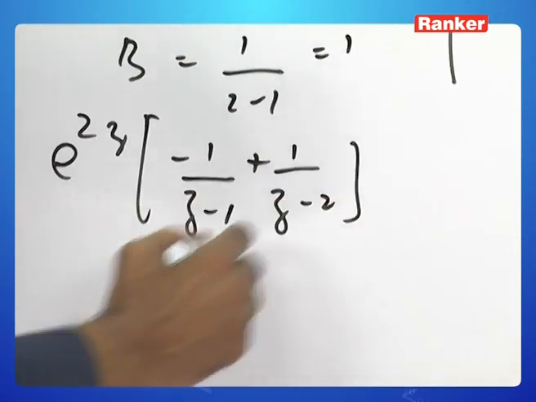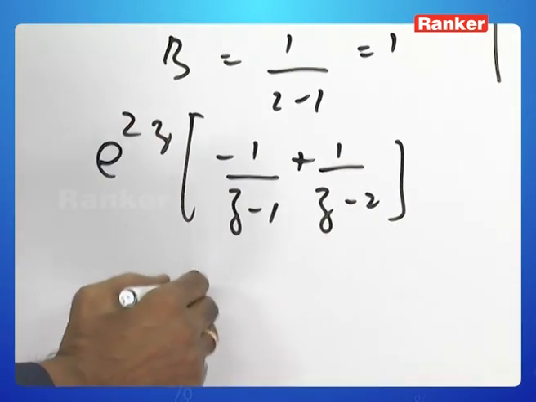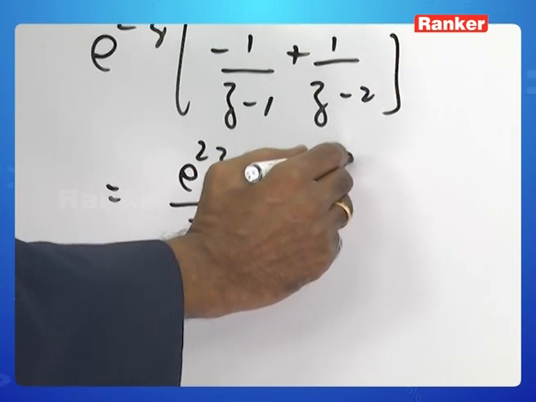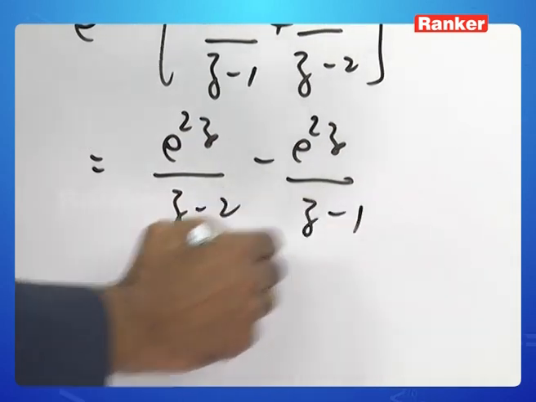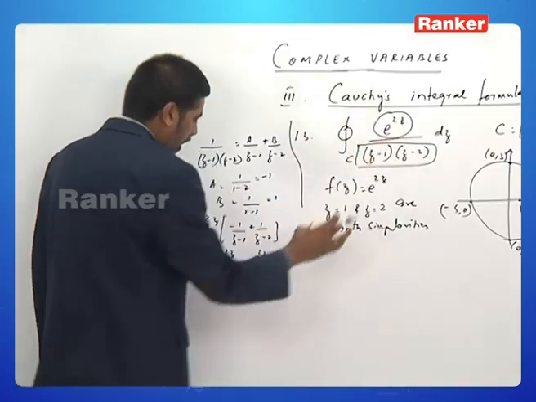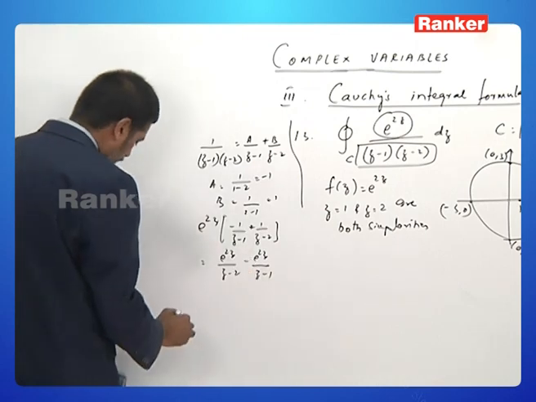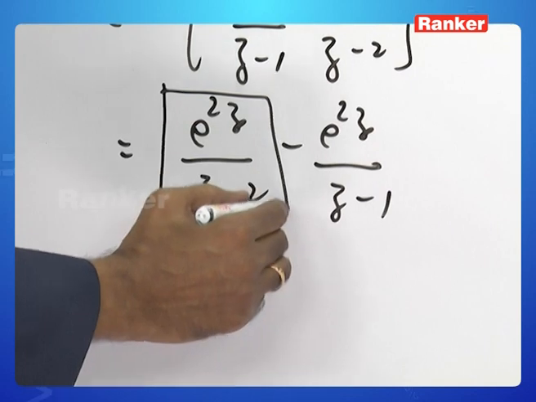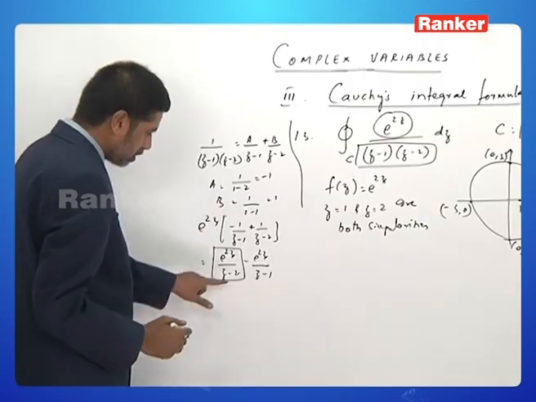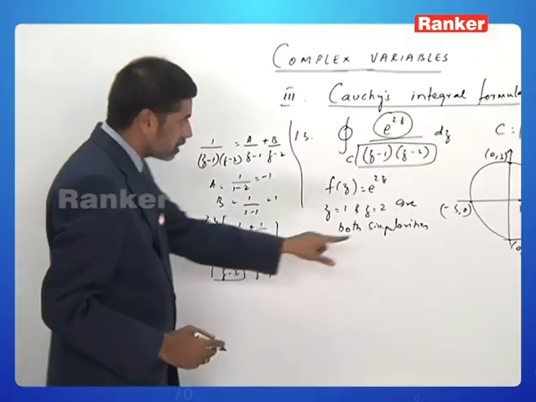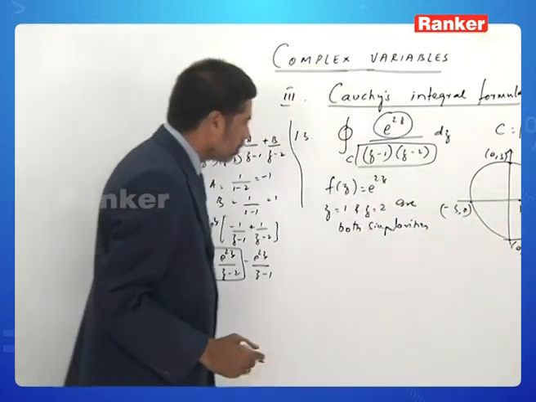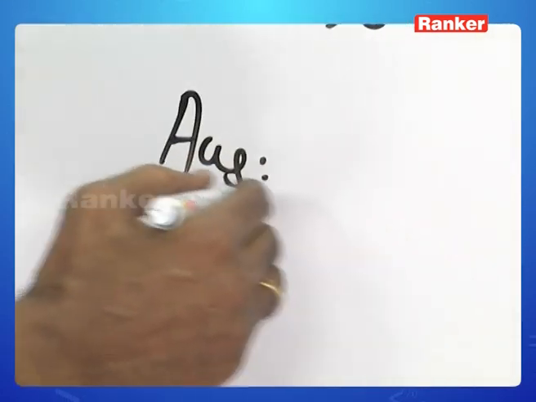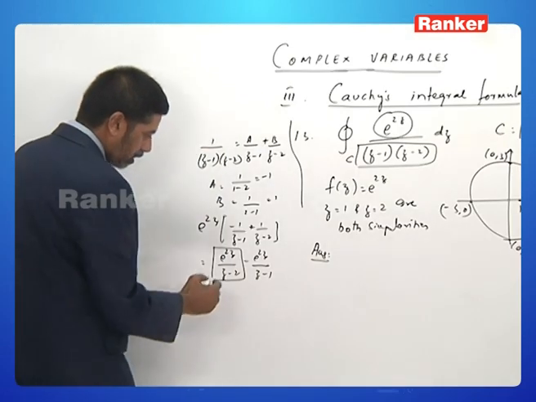z minus 2, which is the same as e power 2z by z minus 2 minus e power 2z by z minus 1. So this function has been expressed like this. And if you remember Cauchy's integral formula, for this part, the singularity is z is equal to 2, which lies inside the contour. So the answer to the problem can be worked out.